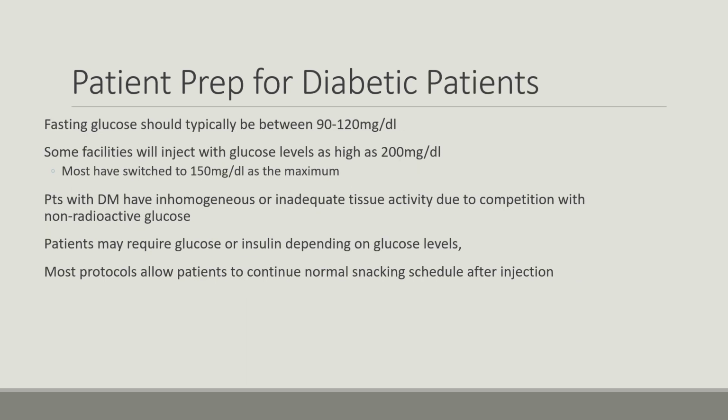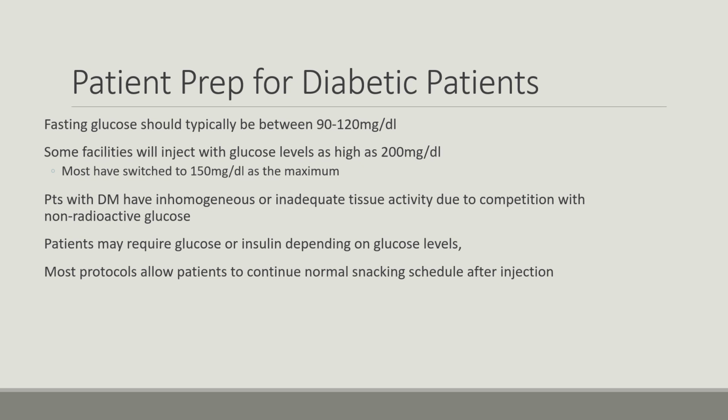Fasting glucose levels should be between 90 and 120. It's okay if it's a little low or a little high to still give the procedure, but you do need to document what their blood sugar was. Some facilities will inject with glucose levels as high as 200, but most have switched to using about 150 as the maximum. And patients with diabetes have inhomogeneous or inadequate tissue activity due to competition with non-radioactive glucose.